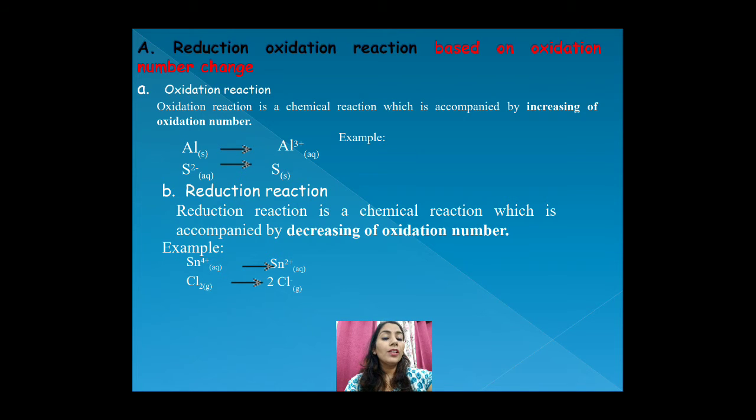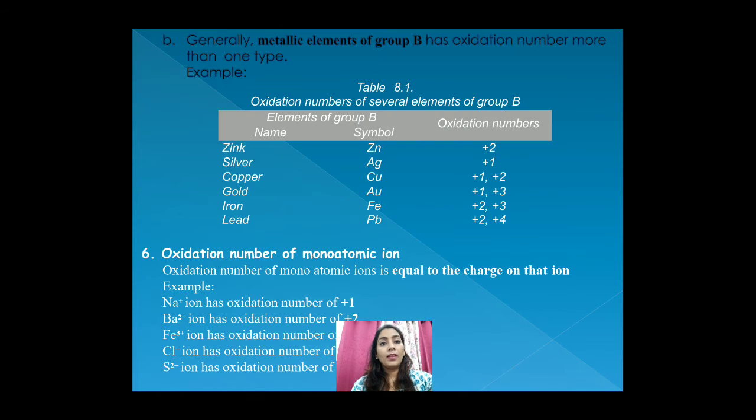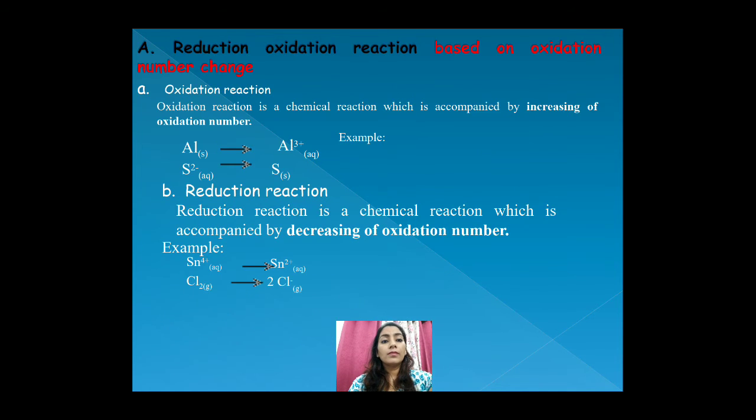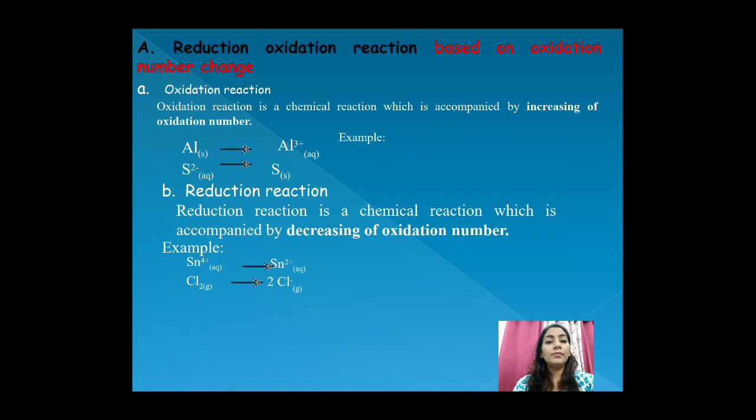What is the reduction reaction? A reduction reaction is a chemical reaction which is accompanied by a decrease in oxidation number. Means Sn4+ converting to Sn2+ is a reduction. When Cl2, which has a zero oxidation state, converts to chloride ion with -1 state, reduction occurs. Generally, metallic elements of group B have oxides with more than one type of oxidation number. Oxidation number of monoatomic ions. Reduction oxidation reaction.